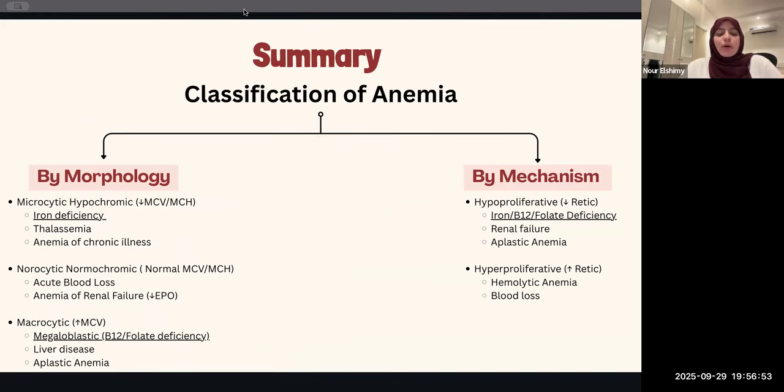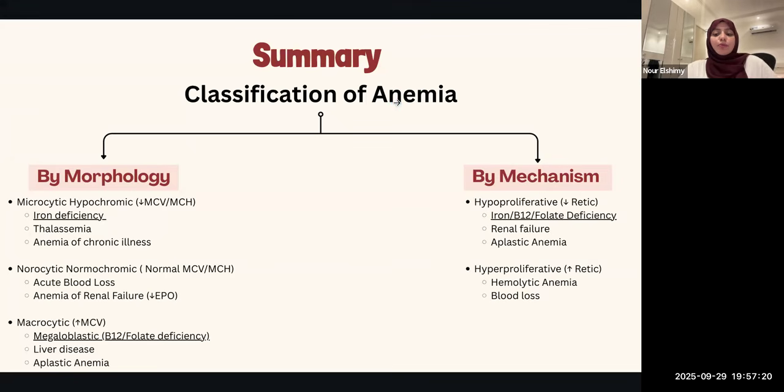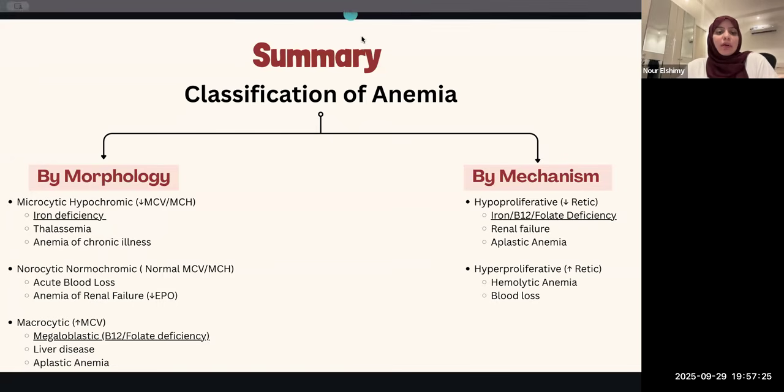If I'm asking you about morphology, we're just concerned with the appearance or the characteristic of the red blood cell. So you're going to tell me microcytic, hypochromic, normocytic, normochromic. There's a spelling mistake right there, by the way. It's supposed to be normocytic, but anyway. When I ask about morphology, you're going to tell me microcytic, normocytic, normochromic, hypochromic, whatever. But when I tell you about the mechanism, it could either be hypoproliferative or hyperproliferative. And what does that depend on?